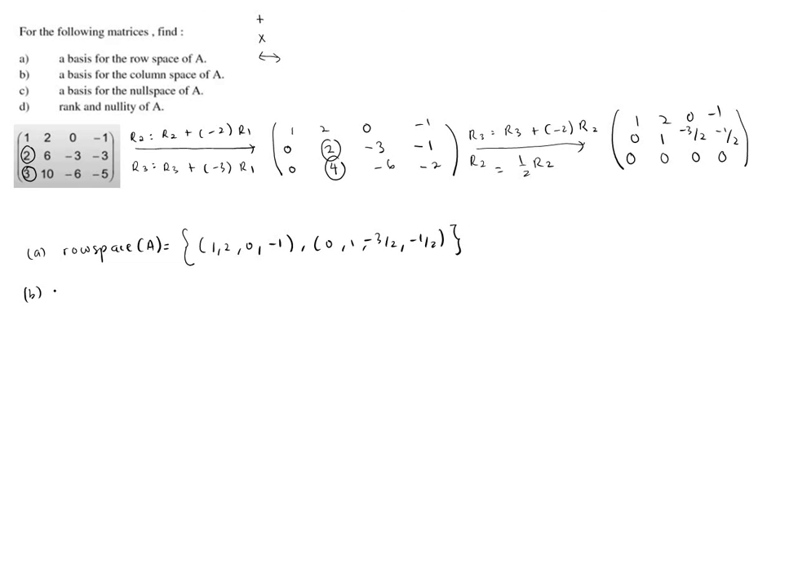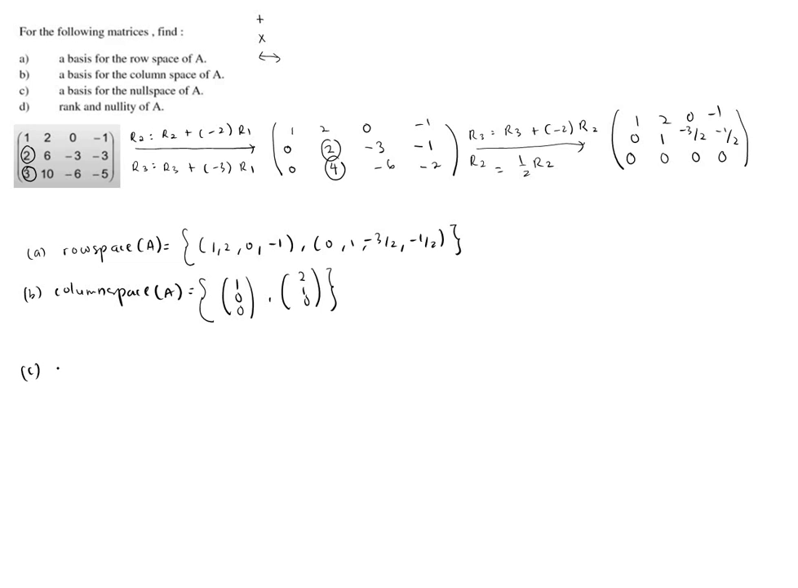Second question is for column space. Column space, look at first column. So we have a leading 1. Second column also ada. Third tak ada. Fourth tak ada. So we have 2. Okay, first column 1, 0, 0. And second column 2, 1, 0.